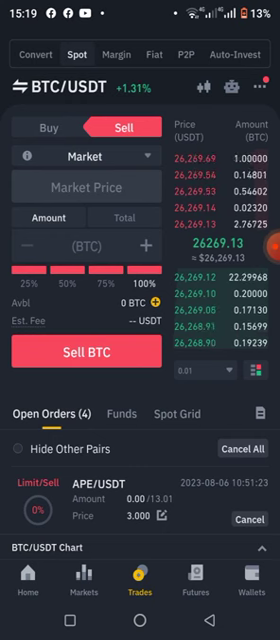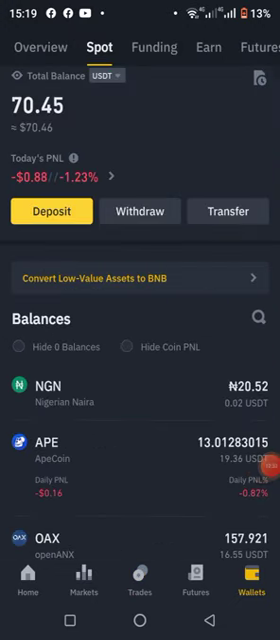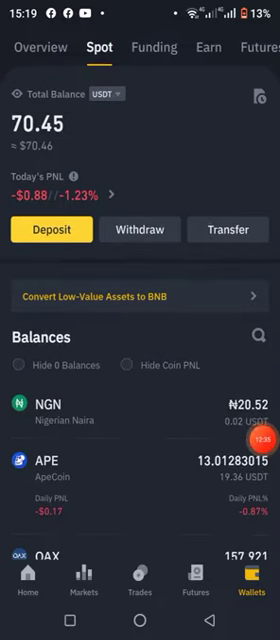Immediately the dollar equivalent will be credited to your account. So immediately the dollar is credited to your account, you can check your wallet. This is your wallet. You see the amount of dollar in your spot. You come to spot, you see the amount of USDT here in your spot. And when you see it, then you come to trade.